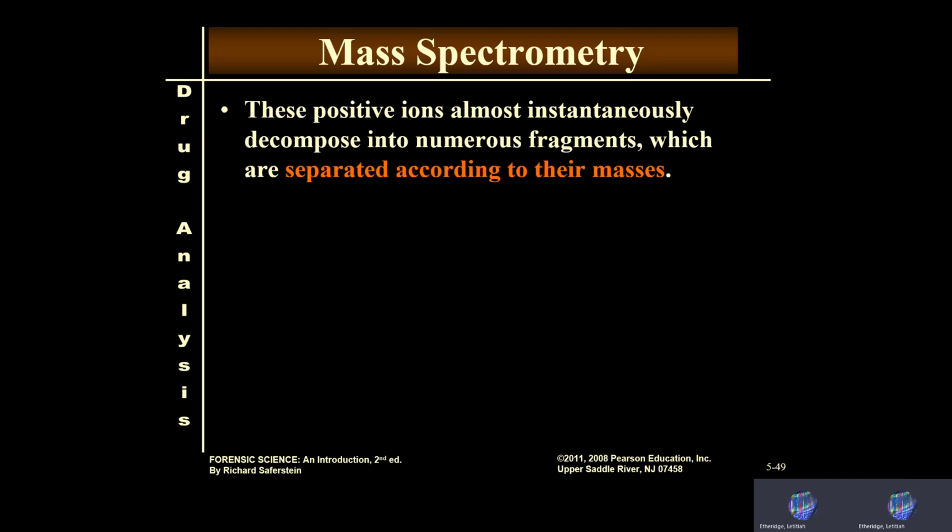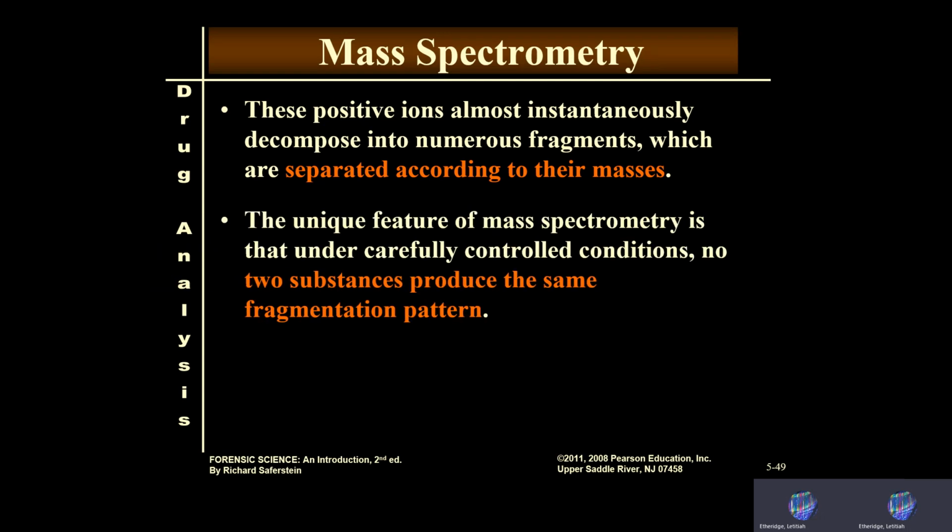Okay, so these positive ions are going to be separated into many fragments, and they're going to be separated according to their masses, all right? So when we talk about just the GC and making the chromatogram, they are separated by the time that it takes for them to emerge out of the GC. When we talk about the mass spec, it's a little bit more specific. Now it's going to be separated according to their masses. Now, of course, the unique feature of the mass spec is that if you carefully control your conditions, there are going to be no two substances that are going to produce the same fragmentation pattern, which means that it's more specific so that you can definitely identify that one particular compound.